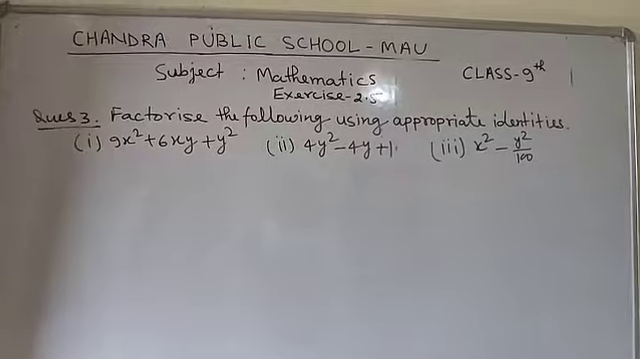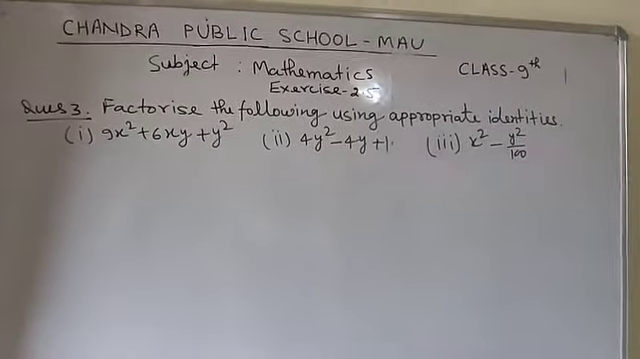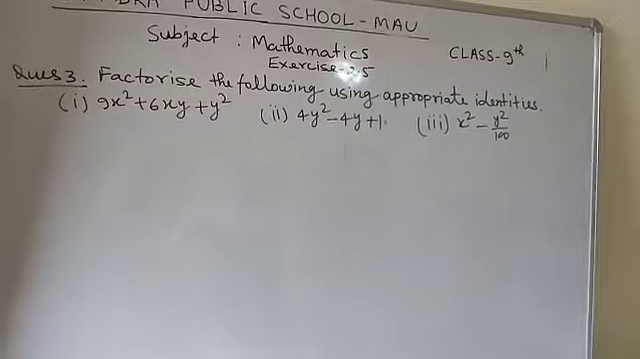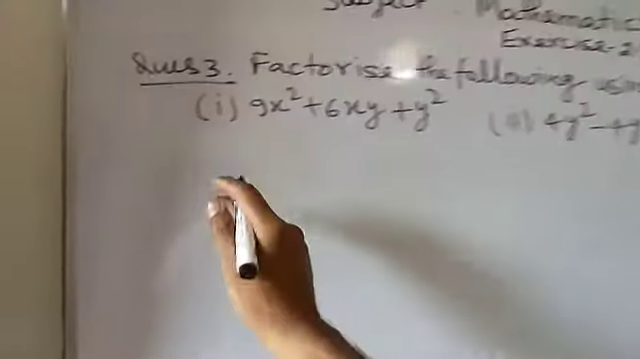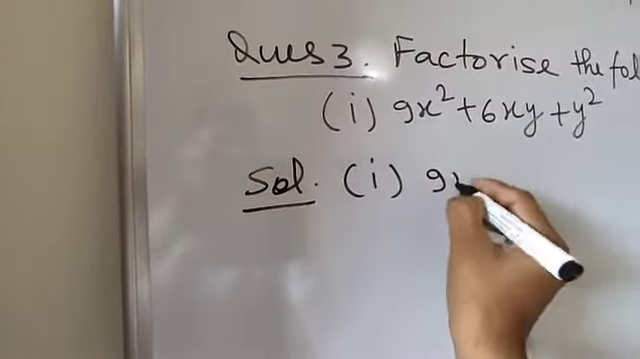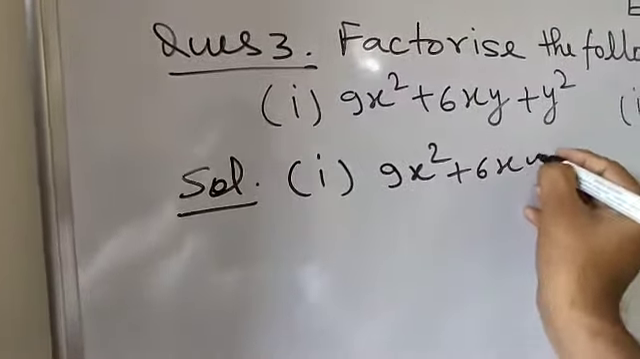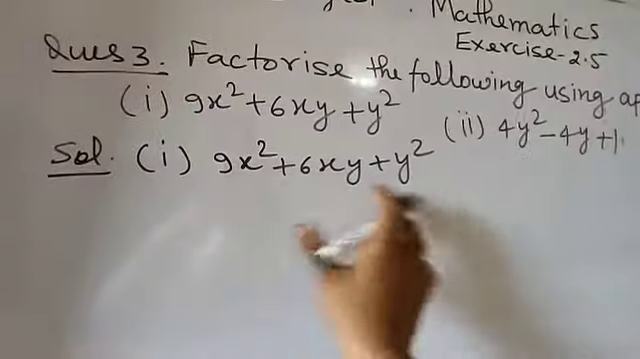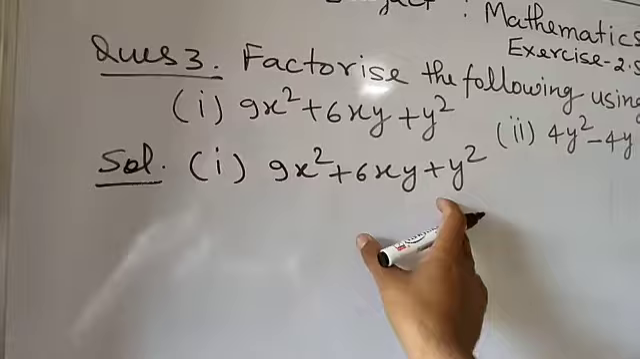Now students, here I have written question number 3. Factorize the following using appropriate identity. So here 3 questions are there related to factorization. I am going to explain each and every part. Now the solution for the first, that is given 9x square plus 6xy plus y square. Now it is a quadratic, and you had factorized a similar question in the 8th also.